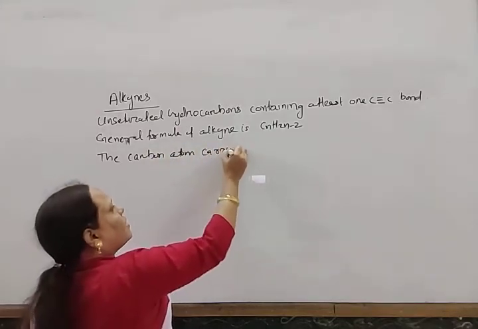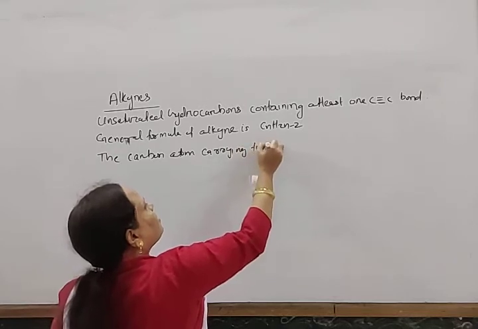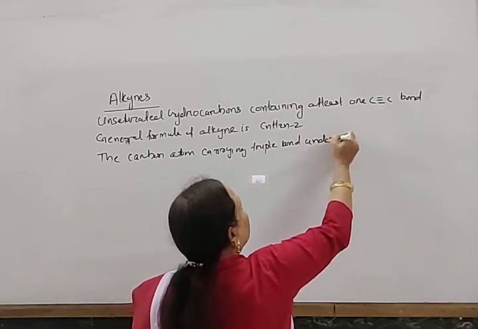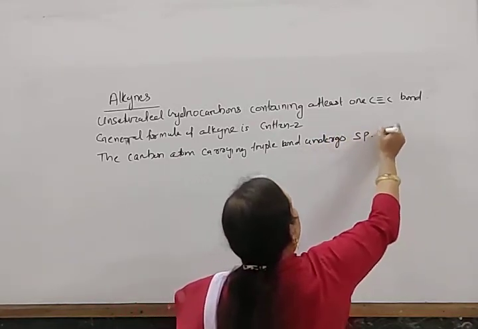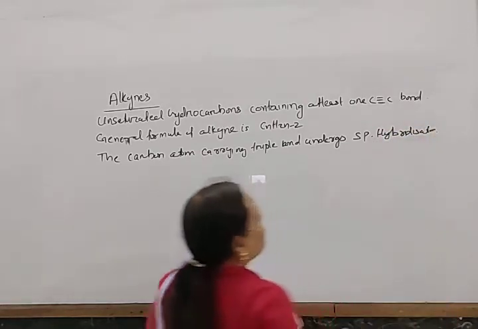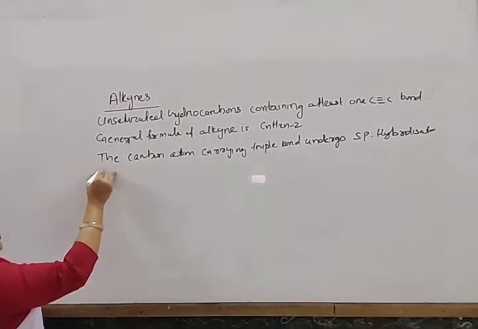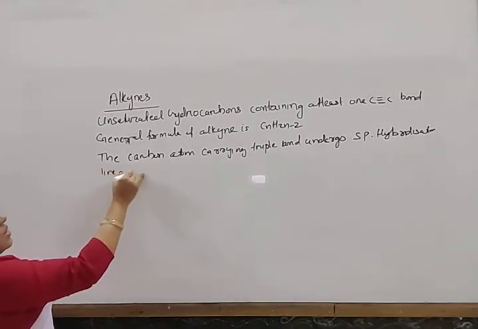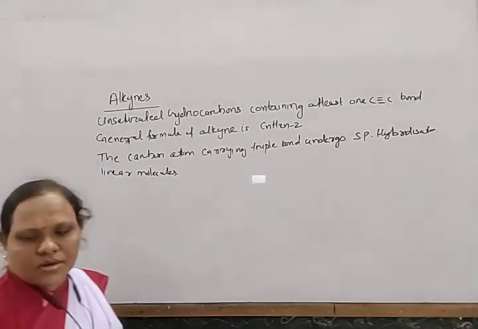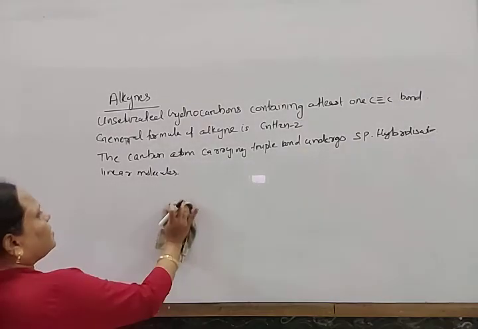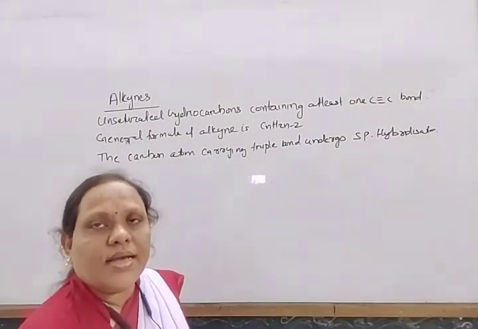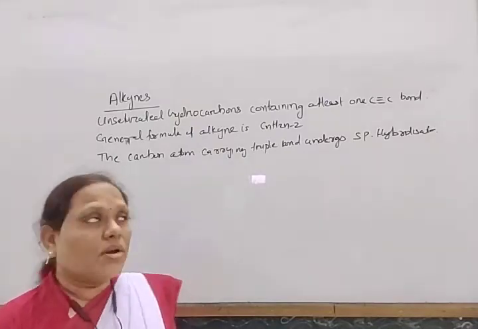The carbon atoms carrying the triple bond undergo sp hybridization. In this way, we can say these are linear molecules. We can say the alkynes are linear molecules, since the carbon-carbon triple bond is there. So you can say alkyne, or simply acetylene, is a linear molecule.